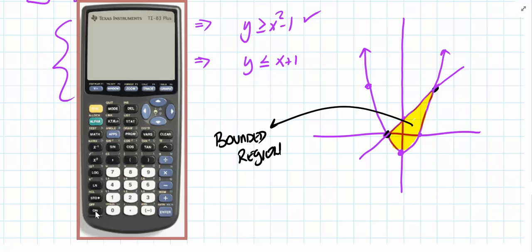Turn them on to y equals and clear this out. So we'll put both of these in. We'll do x squared minus 1, and we're going to go greater than, so I'll go triangle above. Oops, I forgot my 1. And then for the next one, we'll go x plus 1, and we're going to shade below that. So enter 3 times, it looks like. And when it's all said and done, you should see something that looks like this.